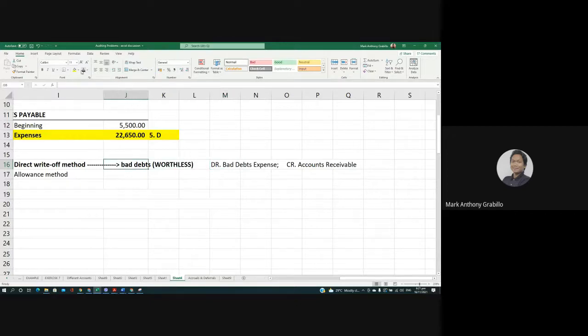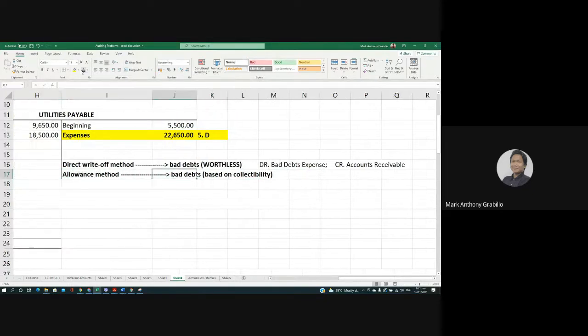While in the allowance method, ano naman sa allowance method? Sa allowance method naman, we recognize bad debts based on the collectibility of such receivable. So nagbibigay pa tayo ng allowance. We are still hoping. So parang ganun yung sinasabi ng allowance method. Sa allowance method, naniniwala pa kami na makokolekta namin yan.